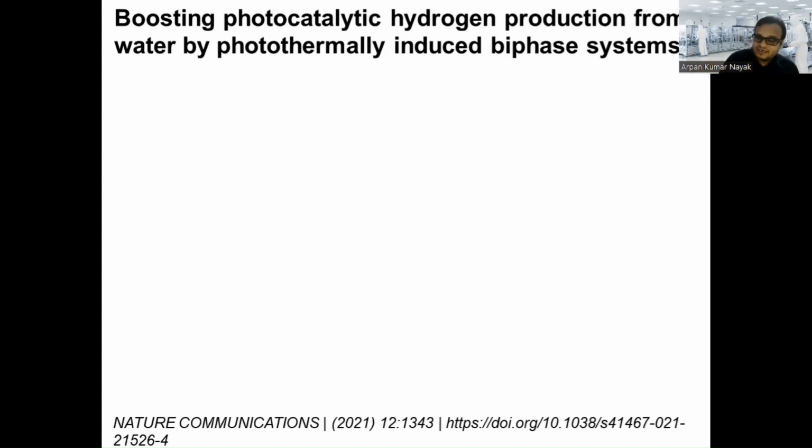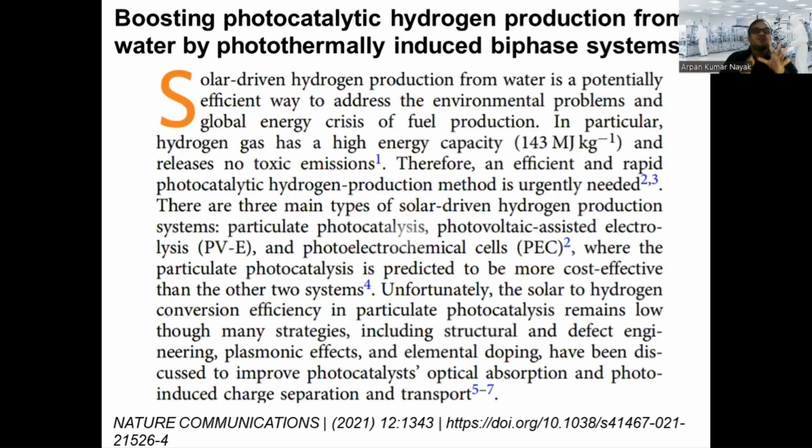Let's see what they have written in the introduction part. First we understand the subject is photocatalytic hydrogen production. Photocatalytic means solar driven hydrogen production. So you can see now how they start the first sentence. Solar driven hydrogen production from water is potentially an efficient way to address the environmental and global energy crisis in fuel production.